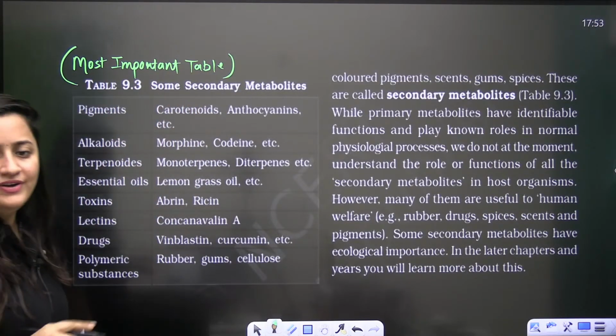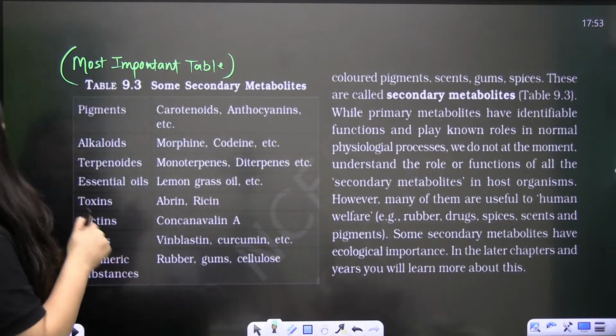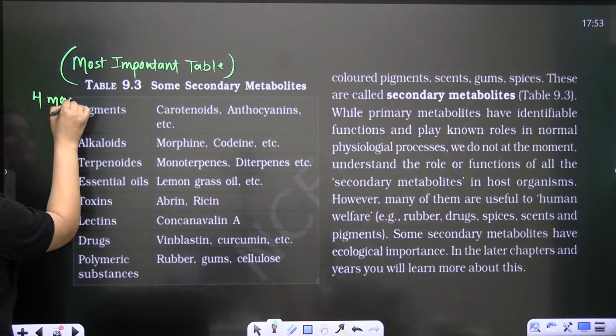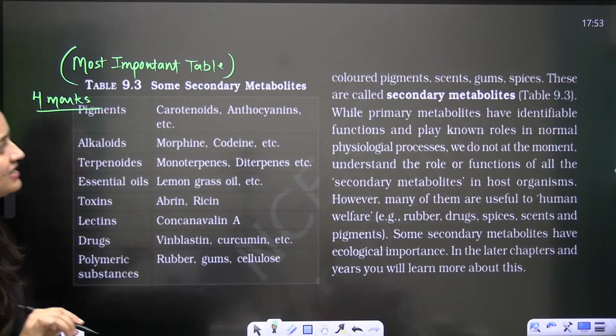You should not miss it. You will definitely get one question from this part. So confirmed, 4 marks are confirmed. Master this table. Okay, master this table.